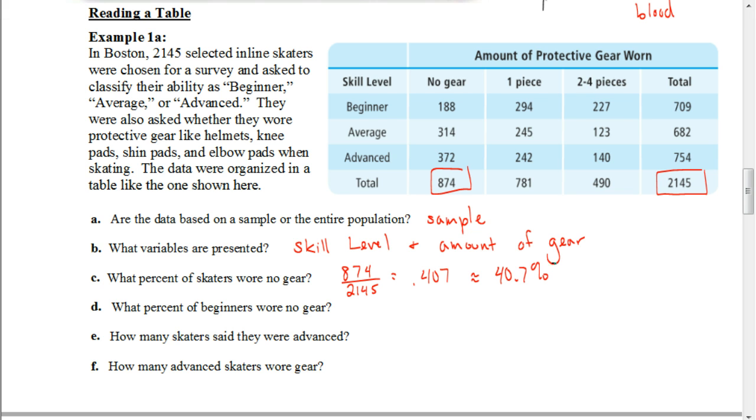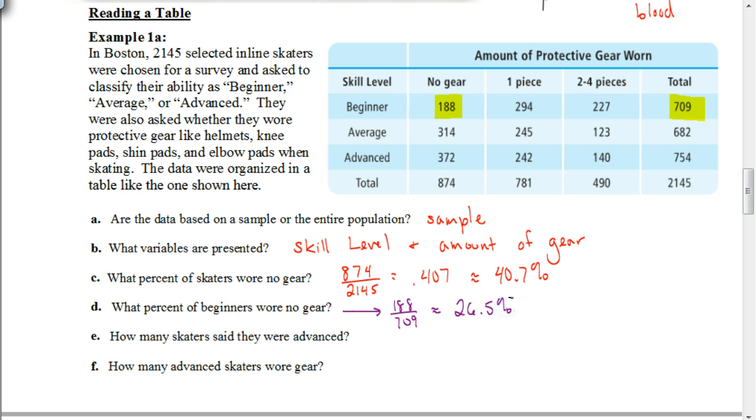Then it says what percent of beginners wore no gear? Well, now we're looking at, they ask us to find and focus on just the beginners that wore no gear. Well, there's a total of 709 beginners, and out of those 709 beginners, 188 of them did not wear any gear. So again, it's always the part divided by the whole. So for this one, we're going to take our part, which is 188, and divide that by the whole amount, which is 709. And when you do that, we get approximately 0.265, which will change to a percent, which would be 26.5%.